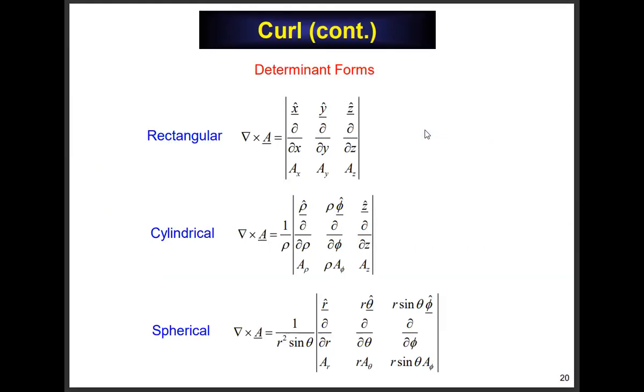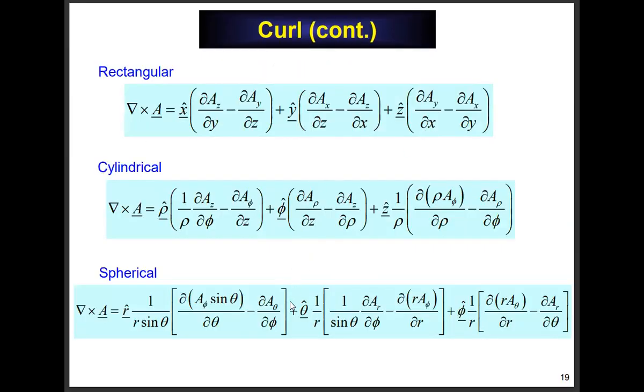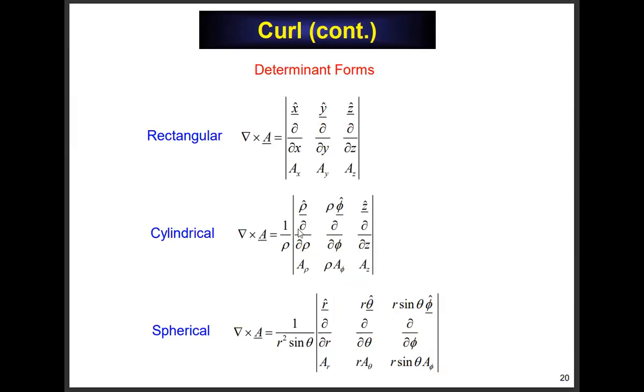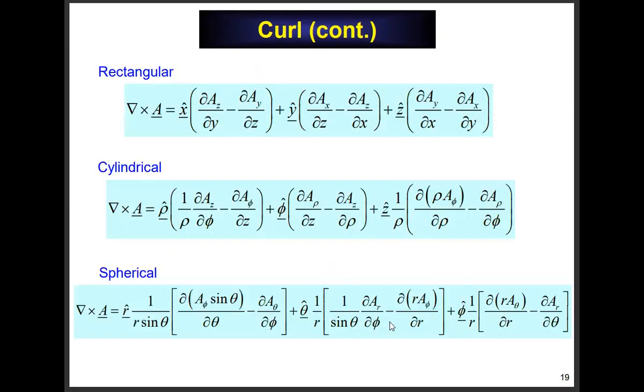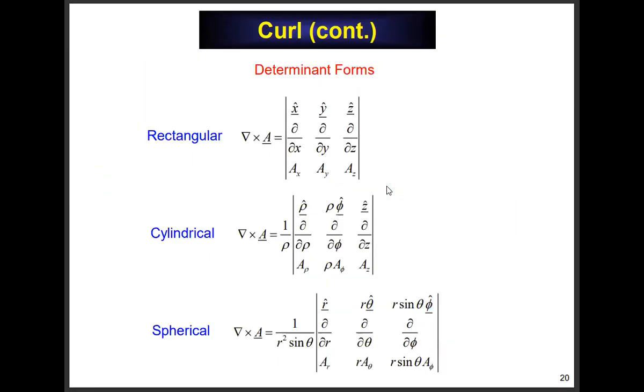If you expand this out, you just get this one right here. What's not so obvious is that the cylindrical and spherical forms of the curl can also be written in determinant form as shown here, but it's pretty messy, almost too messy to memorize. So I'm not sure what the advantage is. You might as well just stick with these. But in case you're curious, yes, in cylindrical and spherical, you can also have determinant forms.